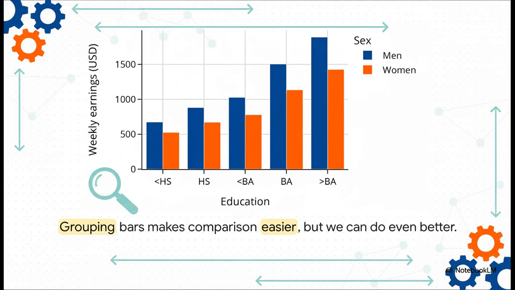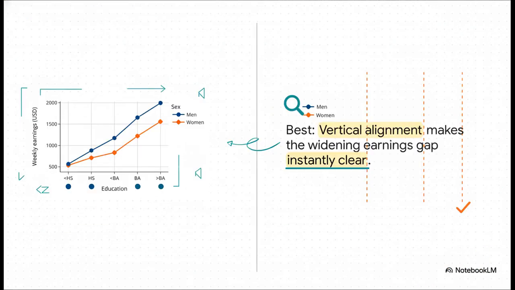This is a big step up, because the things we want to compare are now adjacent, but we can still do better. And this final version just perfectly illustrates the power of alignment. By switching to a line plot, we're tapping into our natural ability to judge position along a common scale. Our eyes can instantly and accurately see the vertical distance between the blue line and the orange line at every single point. The core message is now impossible to miss. Not only do men earn more at every level of education, but that earnings gap actually gets wider as education increases. This plot is just so much more effective because it's designed to emphasize the most important comparison in the data.